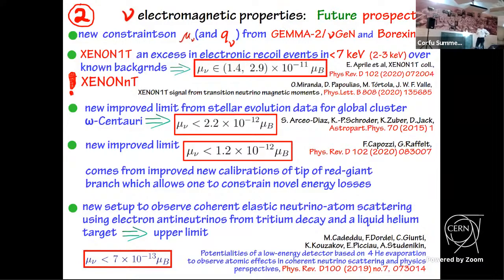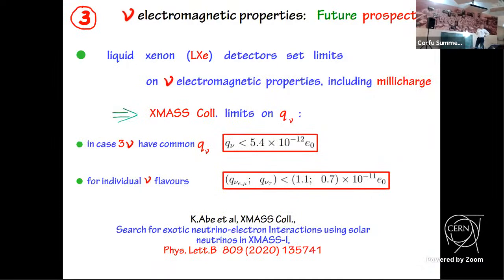A new improved limit comes from the Omega Centauri analysis. This is 2.2 times 10 to the minus 12. There is also a new limit from the new analysis of the red giant branch. And recently we proposed a new setup to observe coherent neutrino scattering, and within this we can test the magnetic moment of neutrino on a level of 7 times 10 to the minus 13. There are also some new constraints from XENON on the millicharges of neutrinos.